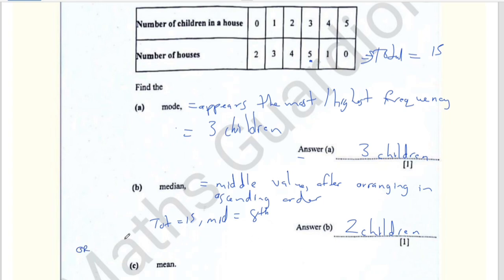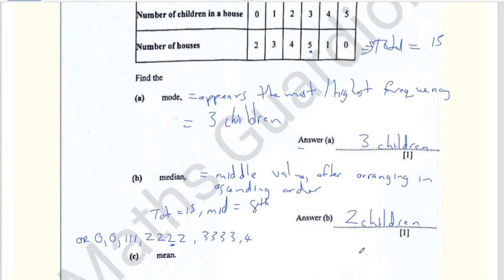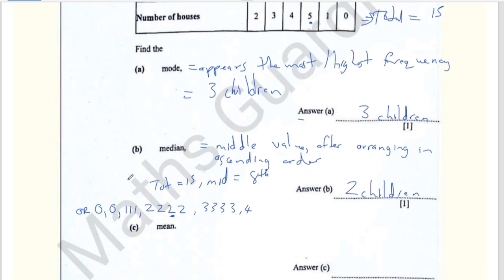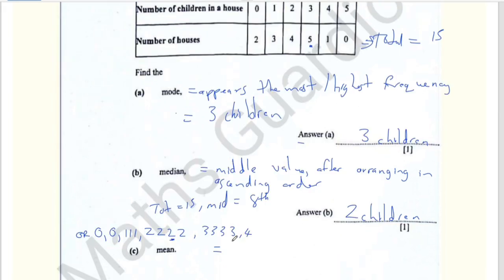Or we can simply use the other method, the more detailed method, in which we list the number of frequencies. We have 2 zeros, 3 ones, 4 twos, 5 threes, and 1 four and 0 fives. Okay, so we list 0 0, 1 1 1, 2 2 2 2, 3 3 3 3 3, and then we have just 1 four and 0 fives. Okay, so the 8th figure there would be 2 children. So the median is 2.